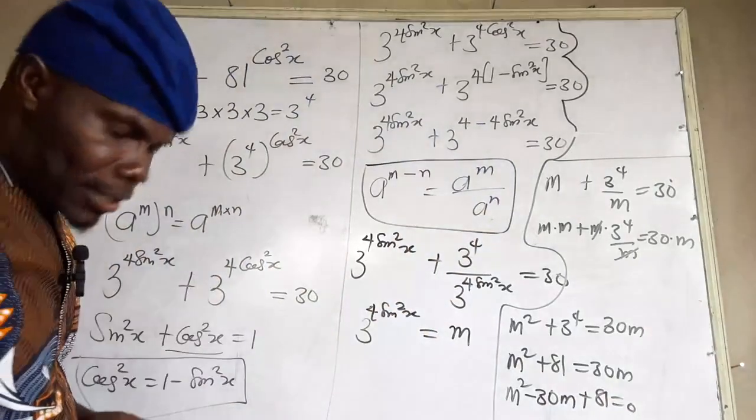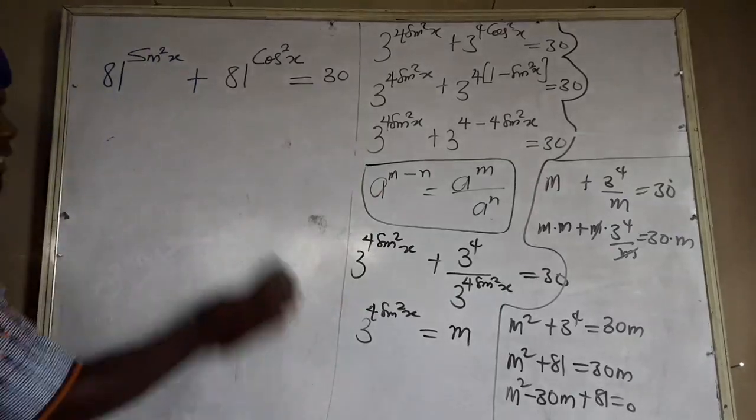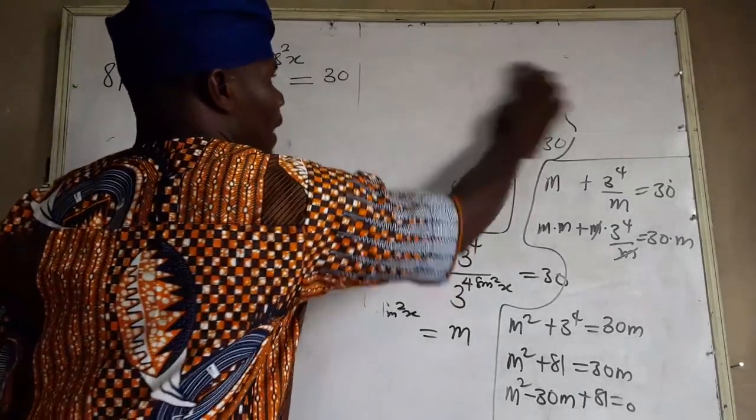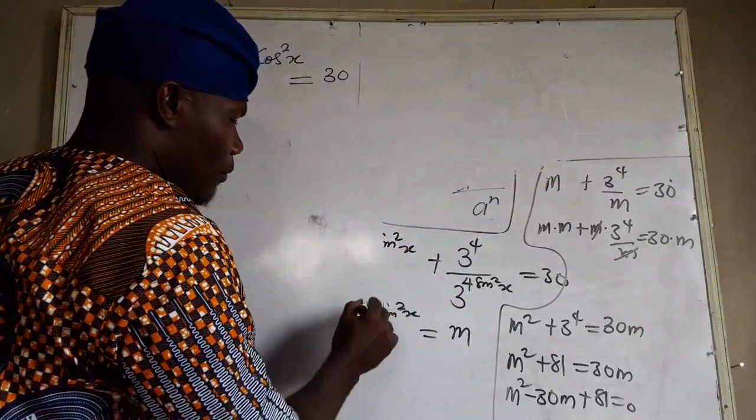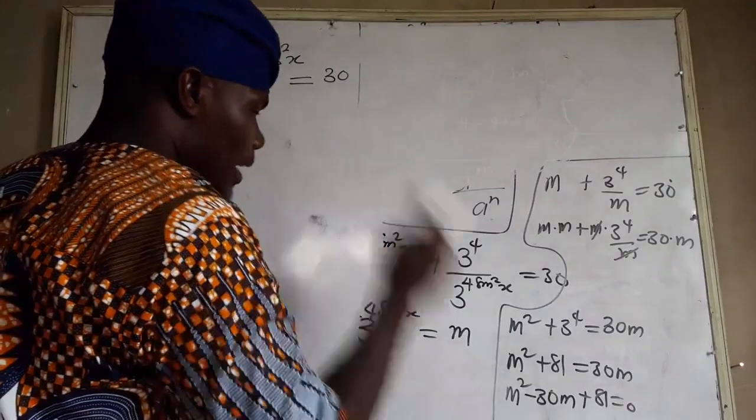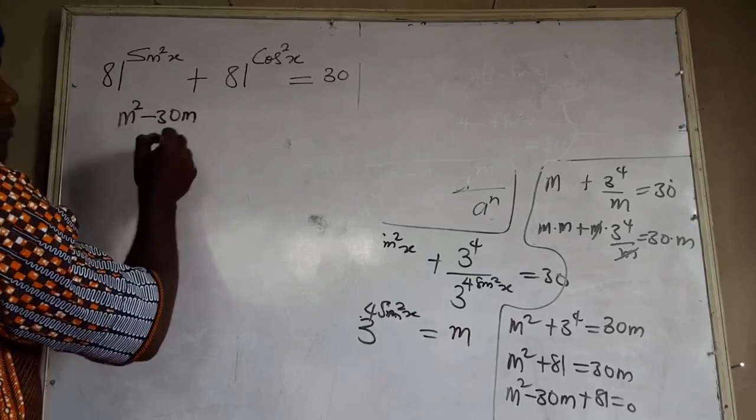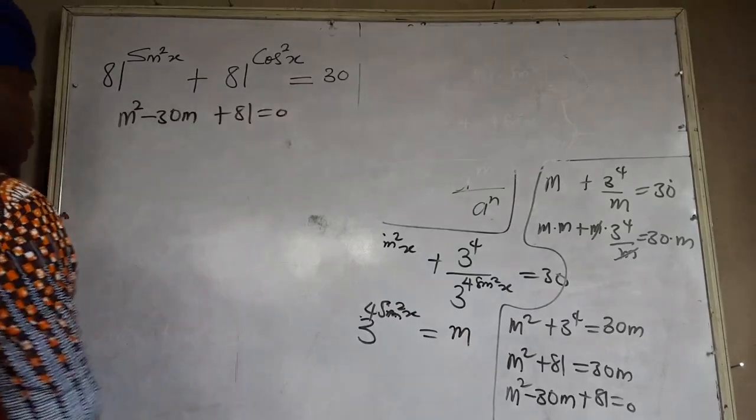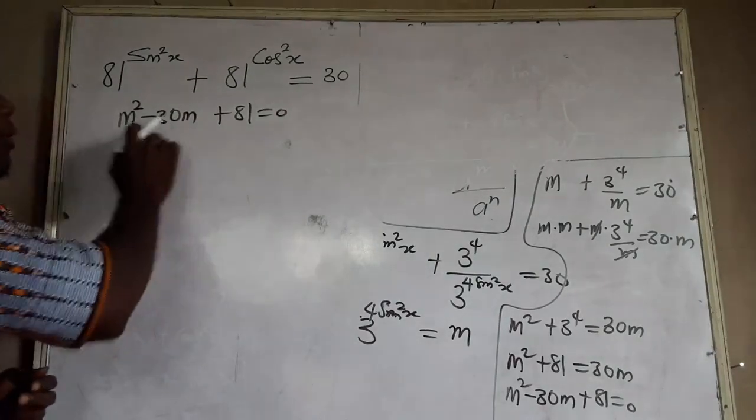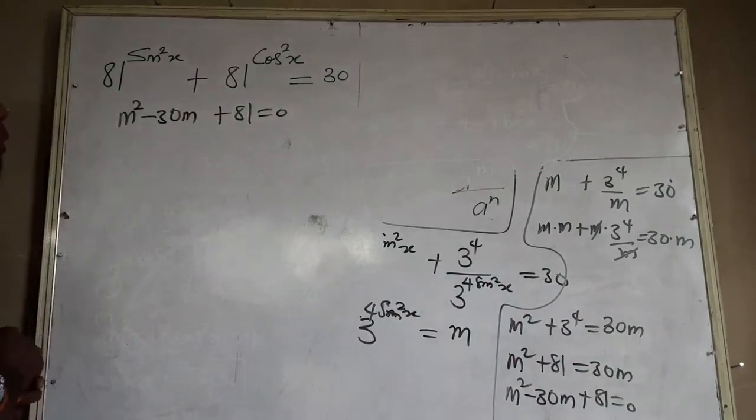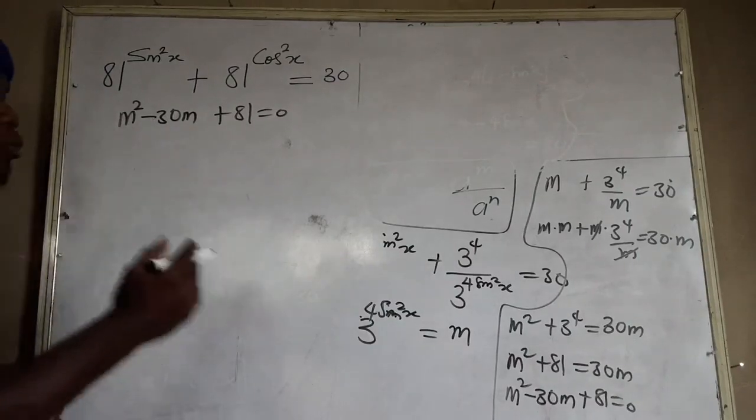So it has now formed a quadratic equation, and let's try to find the value of m. We have m squared minus 30m plus 81 is equal to 0. Let's find two numbers that add together to give us minus 30, but when we multiply, give us 81. We can see that minus 27 and minus 3 work.